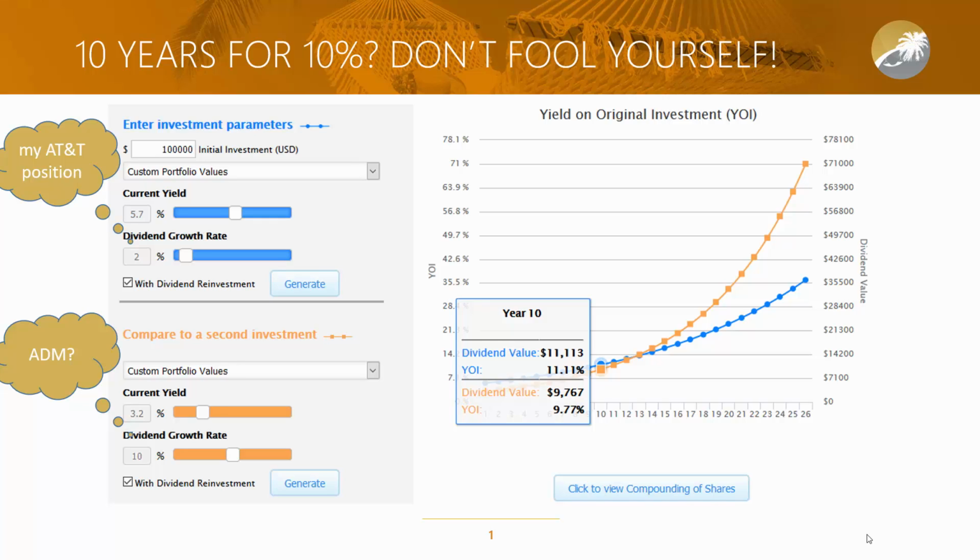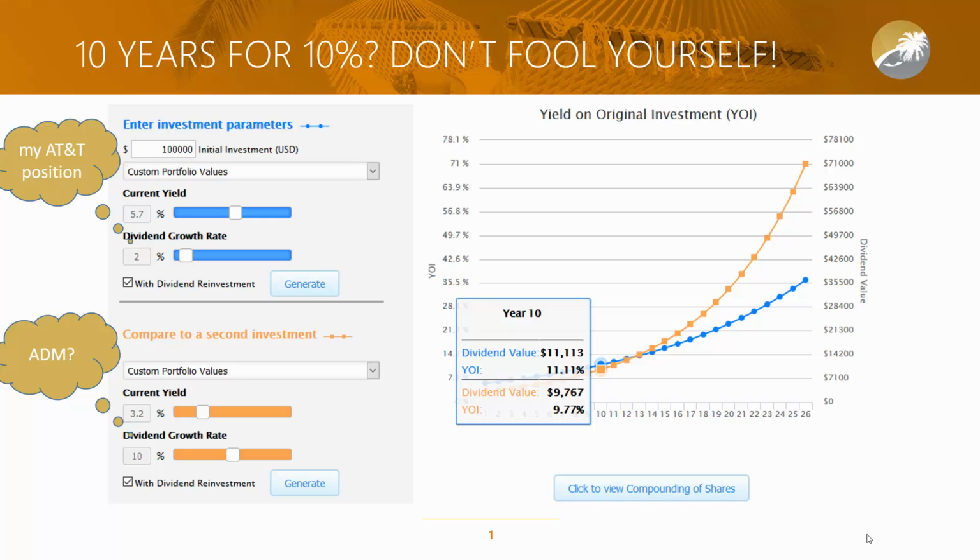The blue line on this chart shows my AT&T stock position, which I bought with a starting yield of 5.75%, and I calculated with a dividend growth rate of 2%, which has turned out to be correct so far. The orange line illustrates how I expect Archer Daniels Midland to perform. Considering its strong dividend coverage and the dividend growth rate numbers well above 10%, it should be able to provide a yield on cost of about 10% in the 10th year.